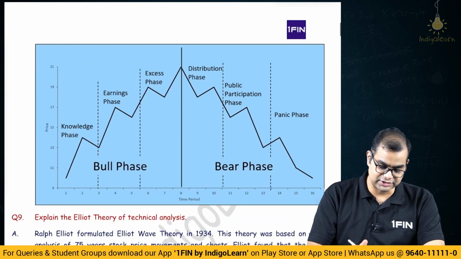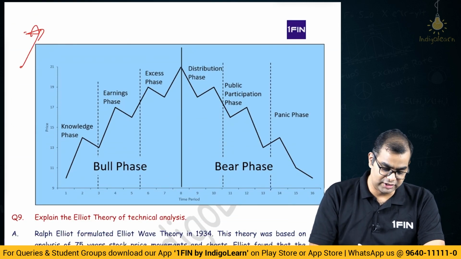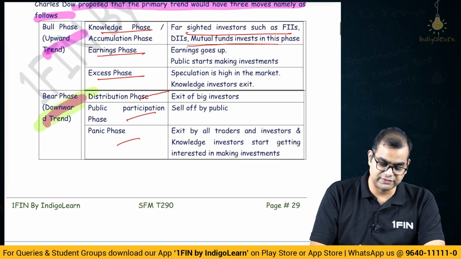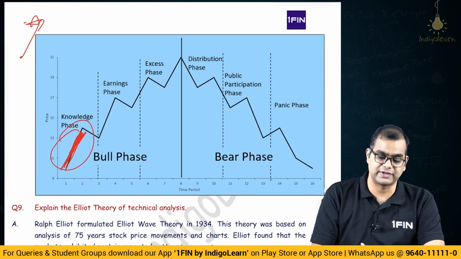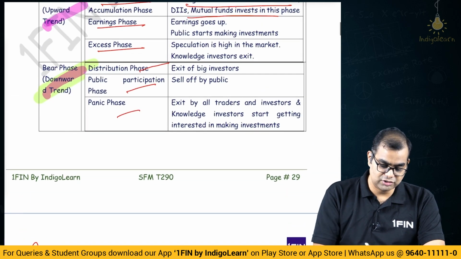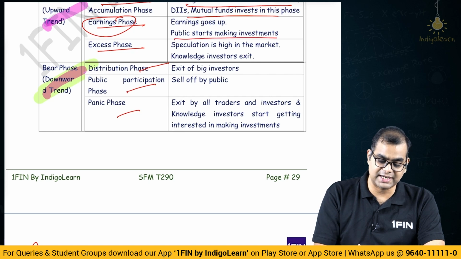If you understand this second diagram, you will understand this theory very well. What they say is, in the bull phase, people are accumulating knowledge. So, far-sighted investors such as FIs, domestic investors, institutional investors, mutual investors invest in this phase. They invest before the earnings grow. Then in the earnings phase, earnings actually happen. This is the second phase and the public starts making investments.